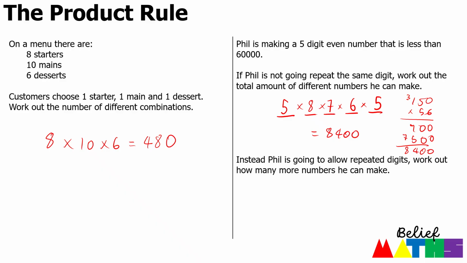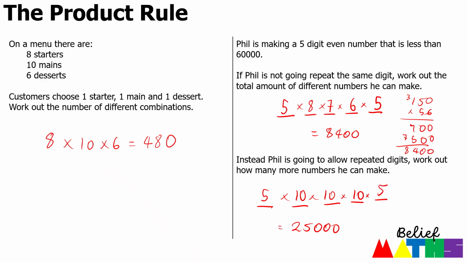Then it says, instead, Phil is going to allow repeated digits. Work out how many more numbers he can make. Well, the first and last number don't change. There's still 5 choices there and 5 choices there. What changes is the middle options. Because you're allowed to repeat these, it just becomes 10 digits because 1 through 9 plus the 0. So you've got 10 choices in each one. So that's 10 times 10 is 100, times 10 is 1,000, 1,000 times 5 is 5,000, times 5 is 25,000 different choices.